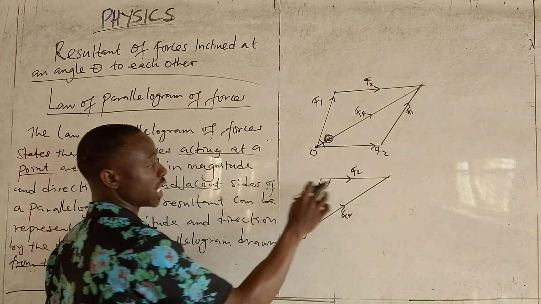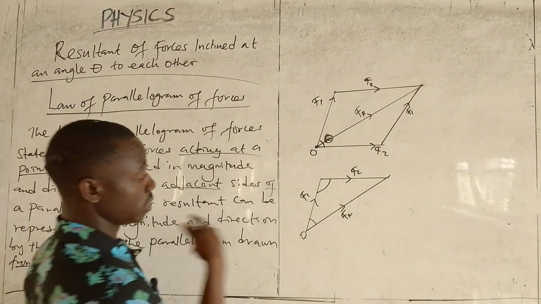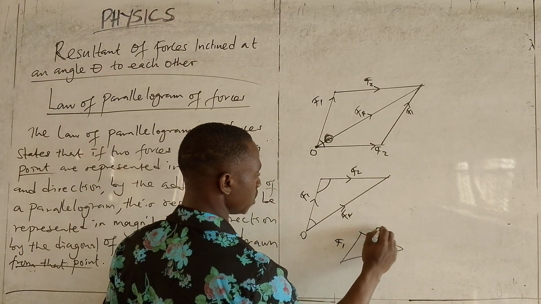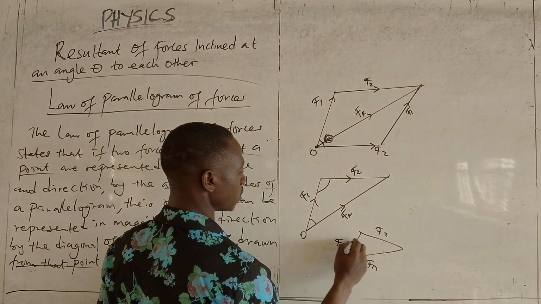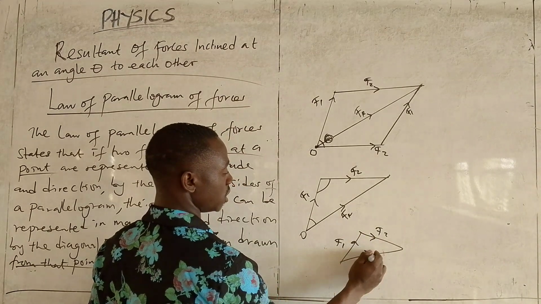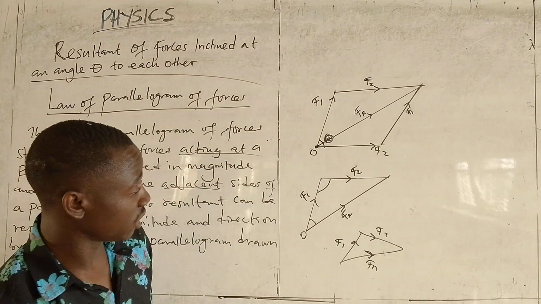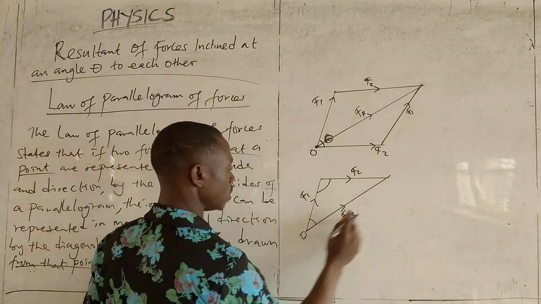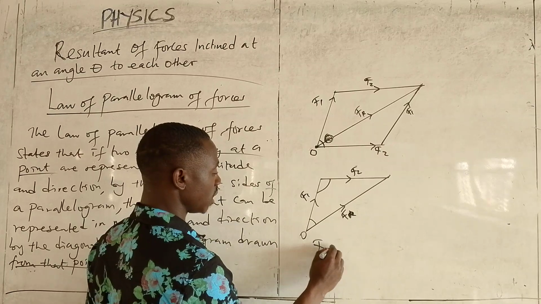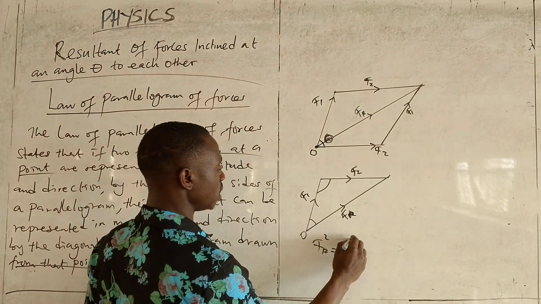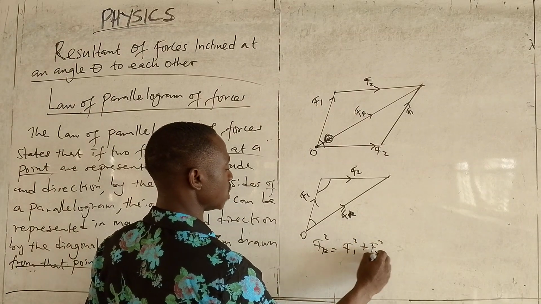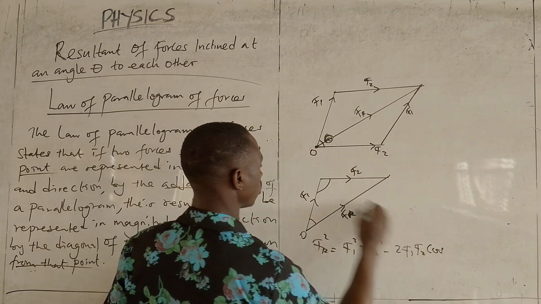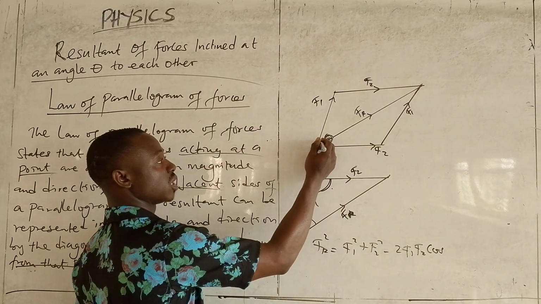Look at this. This looks like the triangle I drew the other time. I drew a triangle like this before. I said F1, F2, and FR, so that this one is the resultant. So they look alike. So if this one is FR now, you remember that formula? FR square will be equal to F1 square plus F2 square minus 2F1F2 cos of this angle. Now you can see that it's not even this angle we need now.